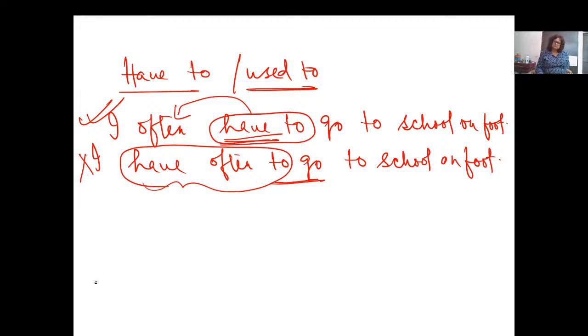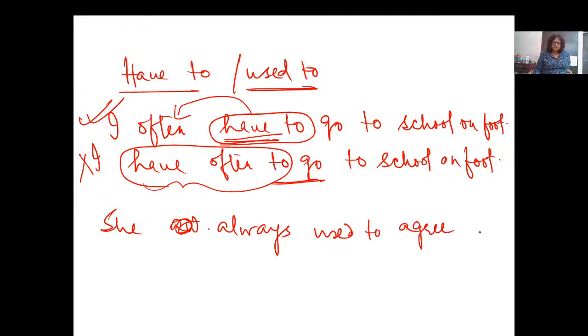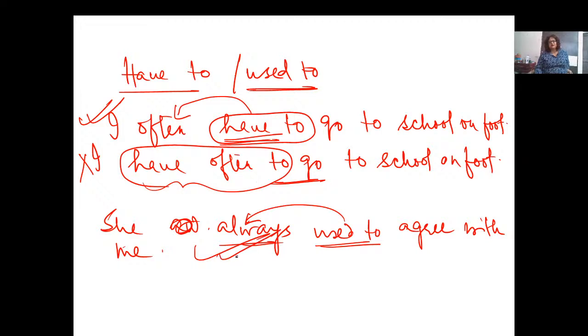Again, an example: she always used to agree with me. She always used to agree with me. Always, and here is the used to. Before used to, we have to take always. So that's why she always used to agree with me. That is the correct sentence.